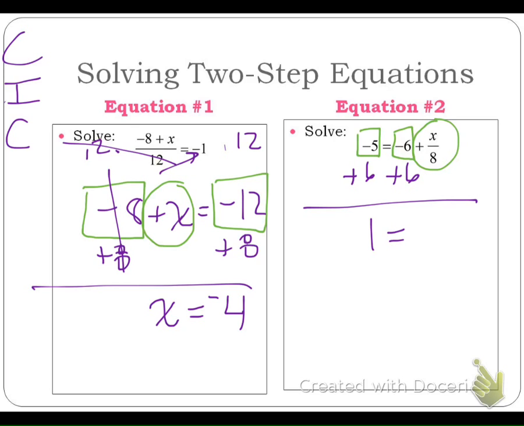On the right-hand side of the equation, we combine our like terms. Well, that's a zero pair, so they cancel out, and we're just left with x over 8.